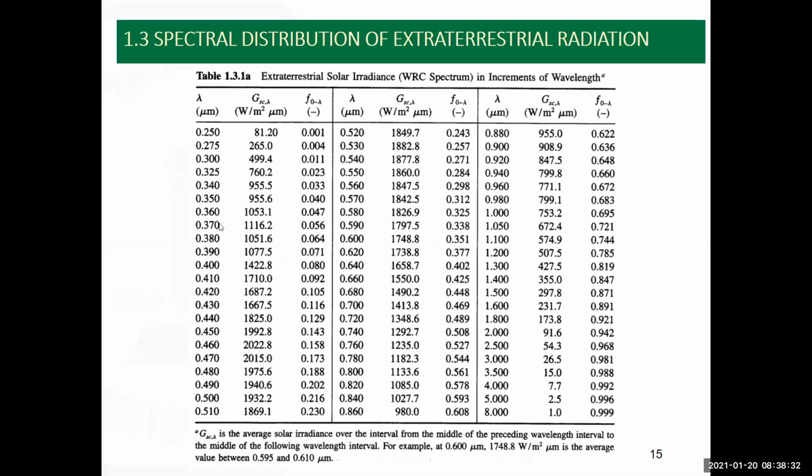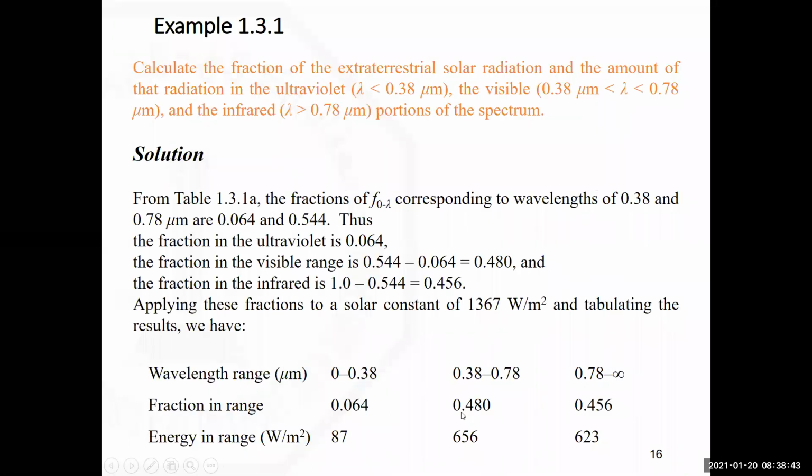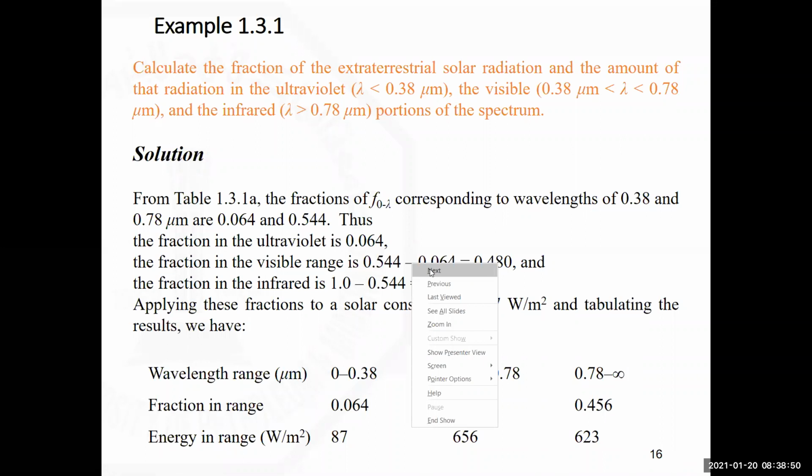the ultraviolet radiation, the edge of the infrared radiation, and look at how much of the solar energy is falling into the visible range, how much is on the ultraviolet, and how much is lying in the infrared. So we've gone through this example last time.